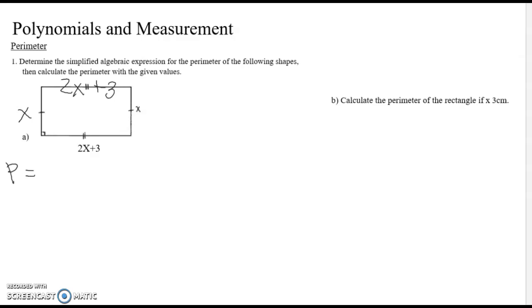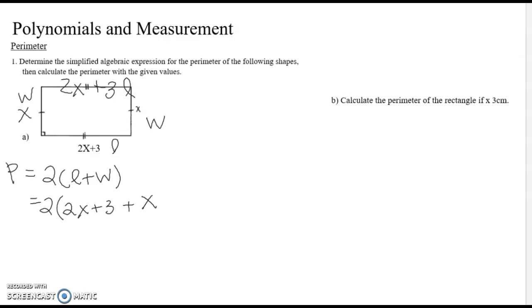Perimeter equals, the formula is 2 times the length plus width, because we have 2 lengths and 2 widths. So 2 times the length is 2x plus 3, and then plus, because the formula has a plus, we add the width. Well, the width here is just x. So we keep the 2 out in front because we know there's 2 lengths and 2 widths, but we're going to add everything up, collect the like terms.